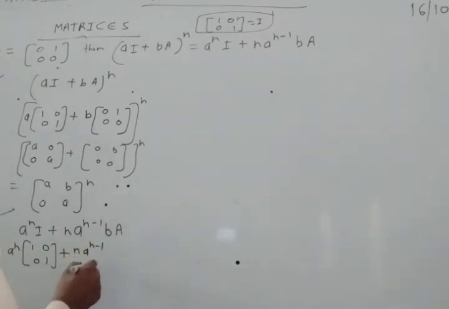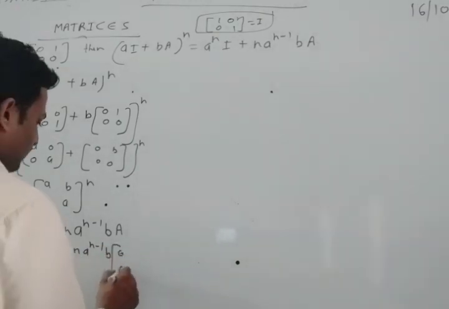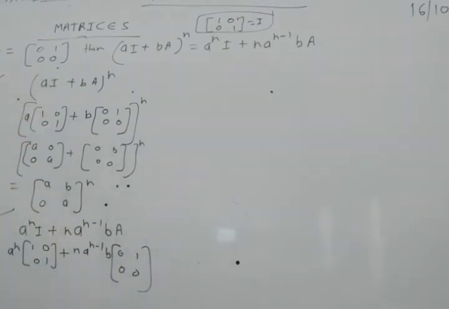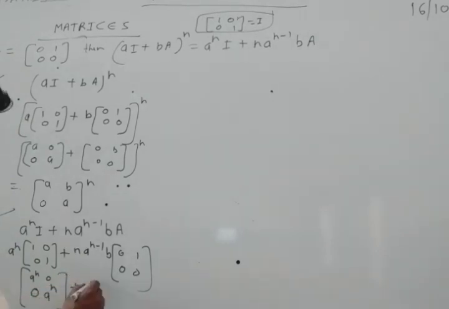a to the power n minus 1 b, and matrix A is 0 0 0 1. Okay, any doubt? Now multiply this here, we get a to the power n 0 0 a to the power n. Okay, now take C, this is plus and 0 0 0 and 1 is and a to the power n minus 1 b.